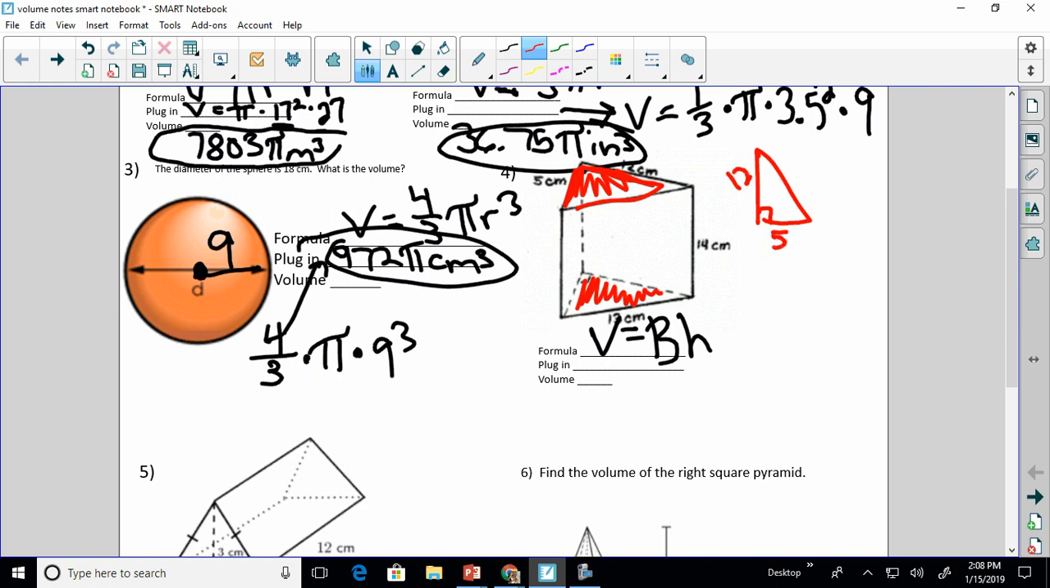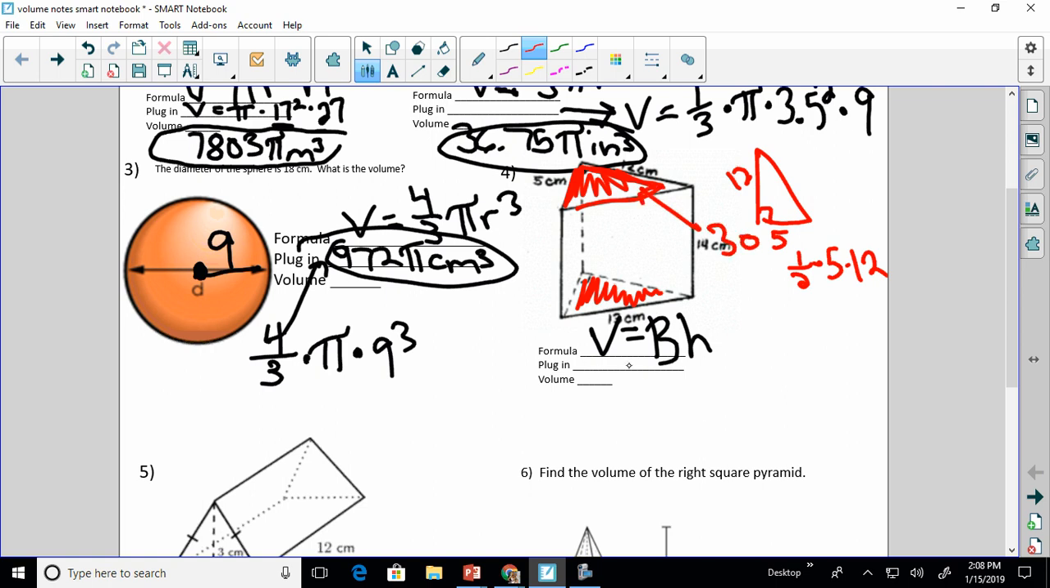So then I'm going to look at my triangle formula. I actually have to use another formula in order to get the area of that base. The area of a triangle is 1/2 times base times height. So 1/2 times 5 times 12. Put it in your calculator: 1/2 times 5 times 12 gives me 30. So the area of that base is 30. That is the big B.